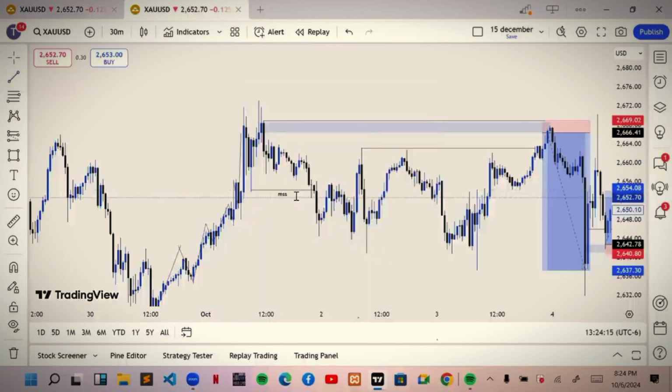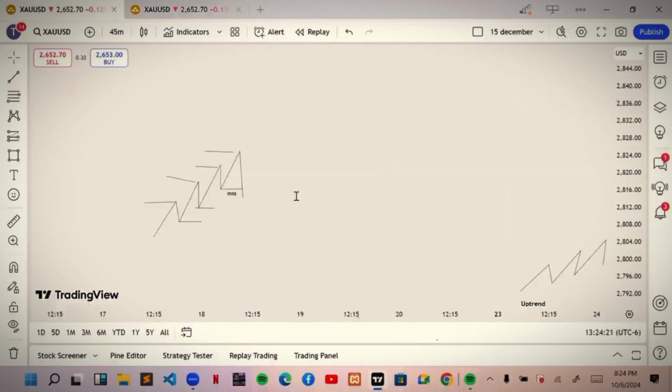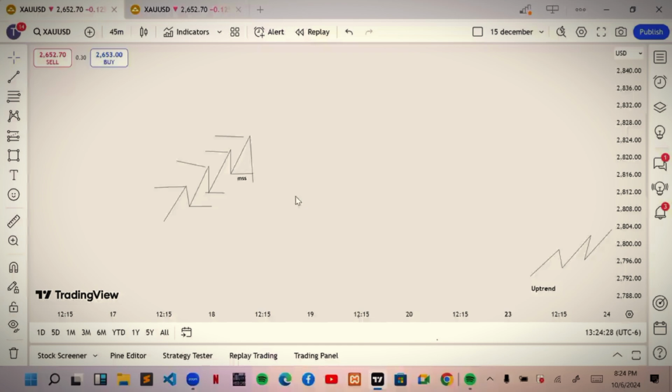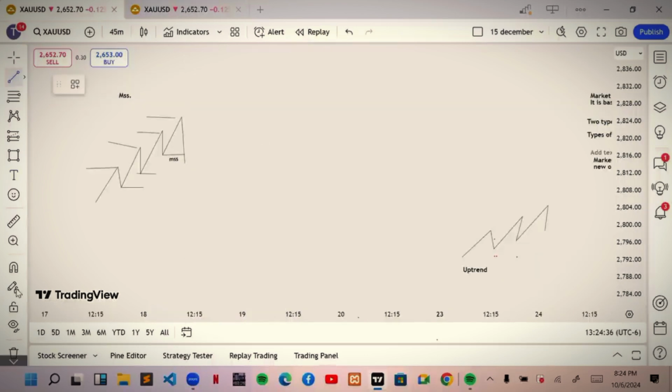So this is where the market structure shift is, same as what I marked out here. The market was on an uptrend, higher highs, higher lows, higher highs, higher lows, higher highs, and then broke the last low and made a lower low. This has already turned the market from a previous uptrend to a downtrend. That is market structure shift. Same as the market being on a downtrend and turning bullish.